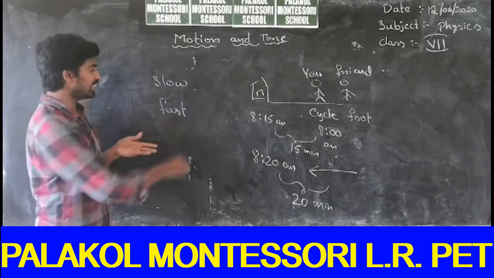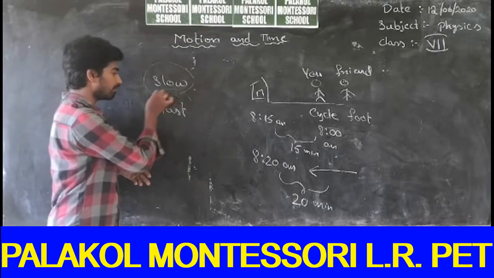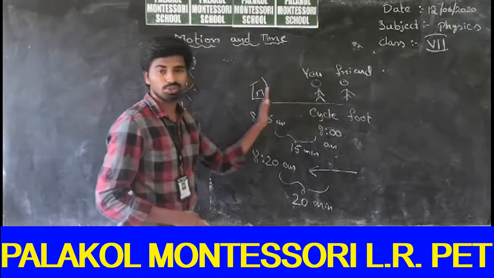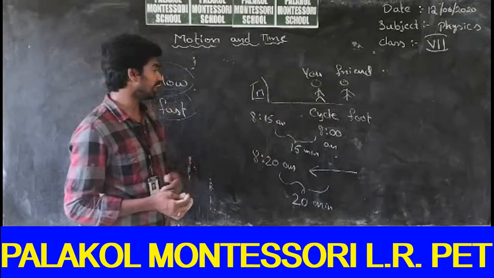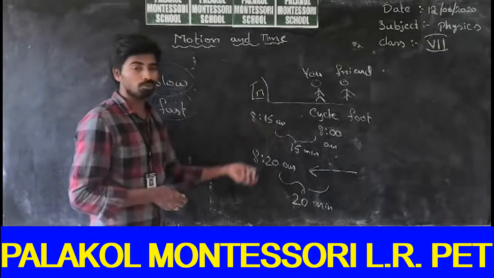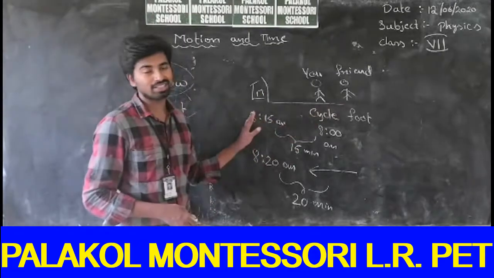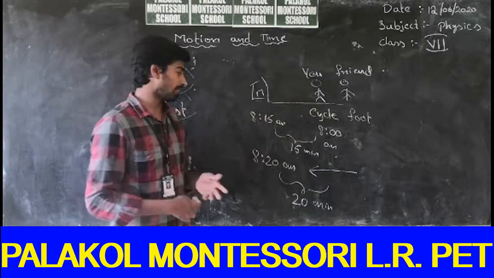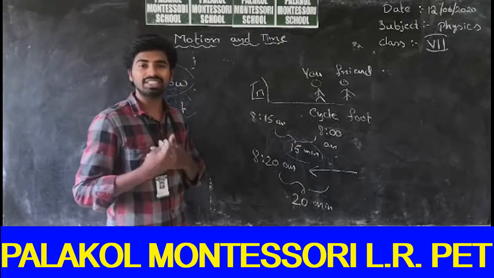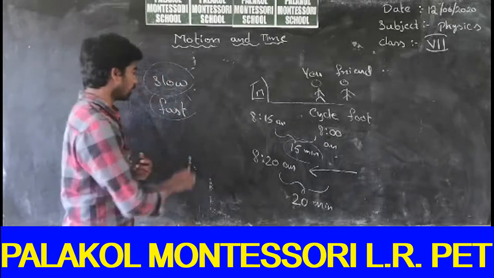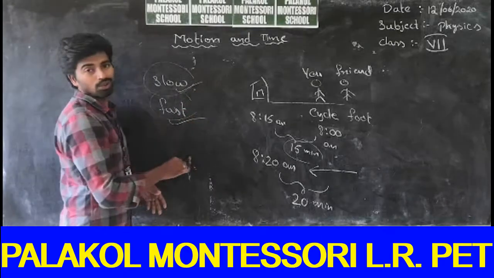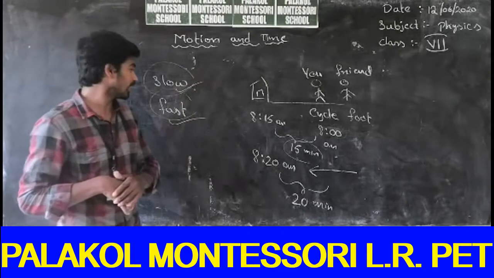So indirectly these two words, slow and fast, are connected with time. You are comparing your motion with time. You have included some time to your motion. From your home to your school, you have taken 15 minutes of time. So hence you are very fast. If you have taken less time, you are fast. If you have taken more time, then you are slow. So these two terms include time.